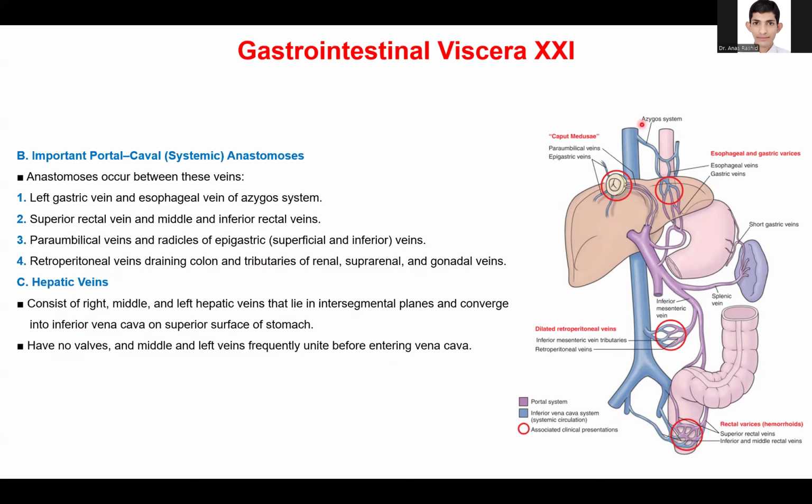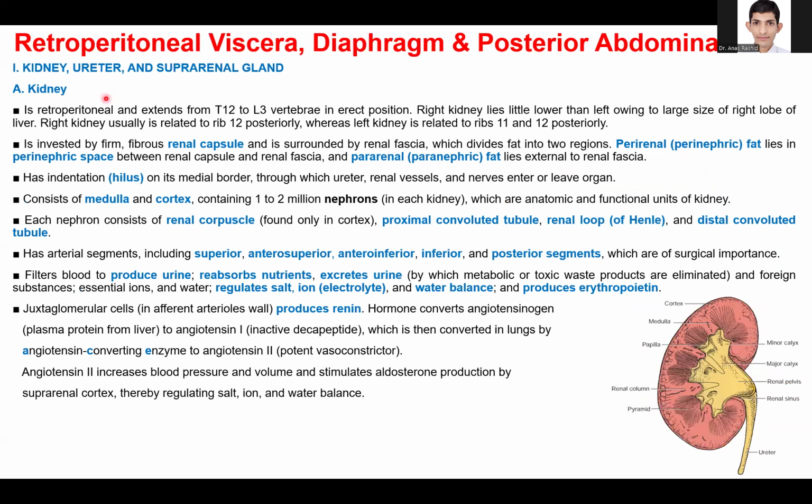We can see here the azygous system. We have esophageal and gastric varices. We can see the paraumbilical veins. We have the epigastric veins here. Short gastric veins can also be seen. We have inferior mesenteric veins. Splenic vein is also here. And we can also see the retroperitoneal veins. Kidney, ureter, and suprarenal gland.